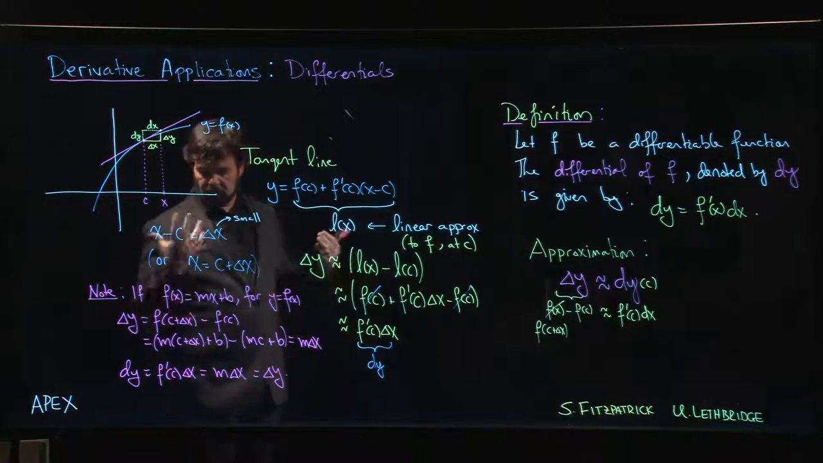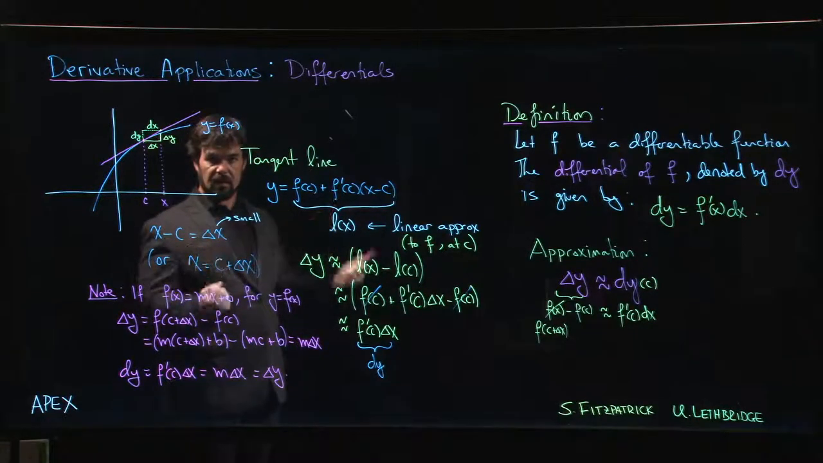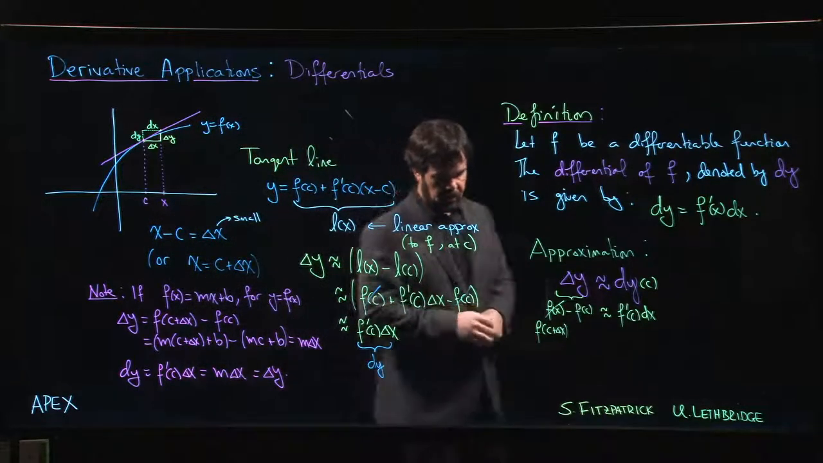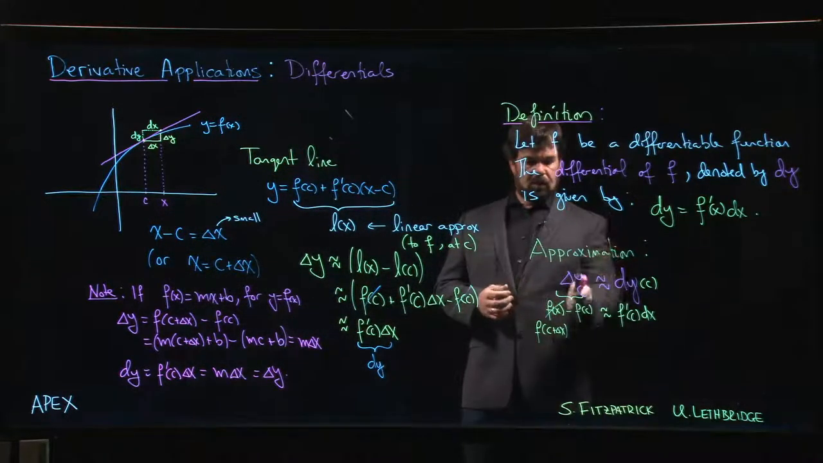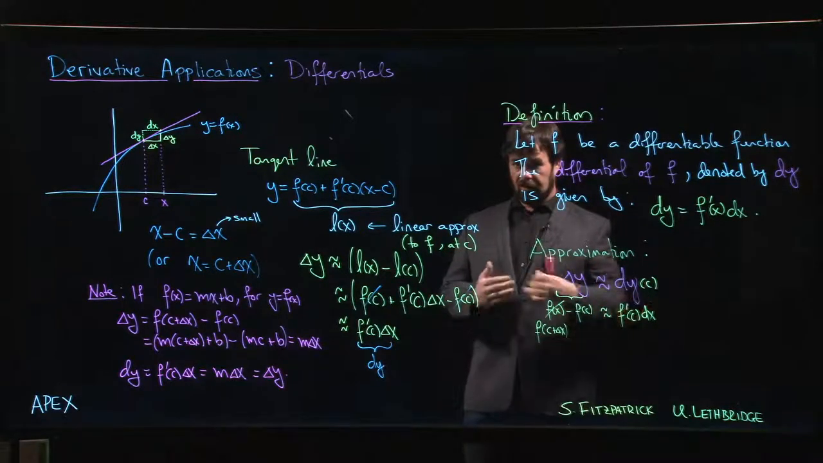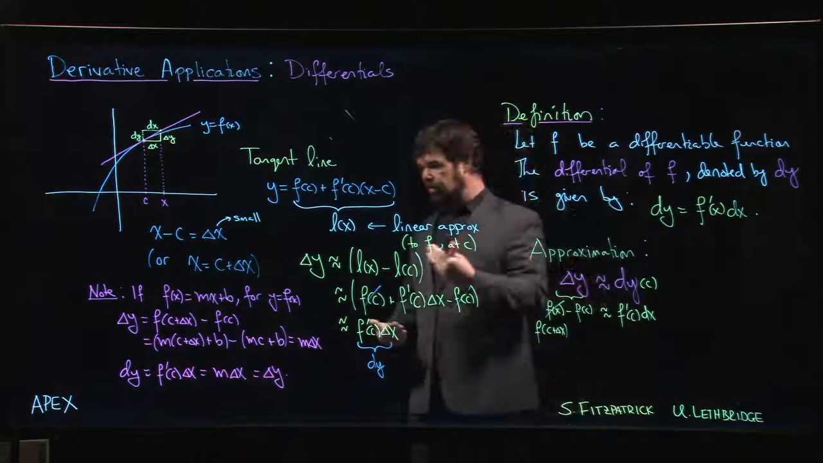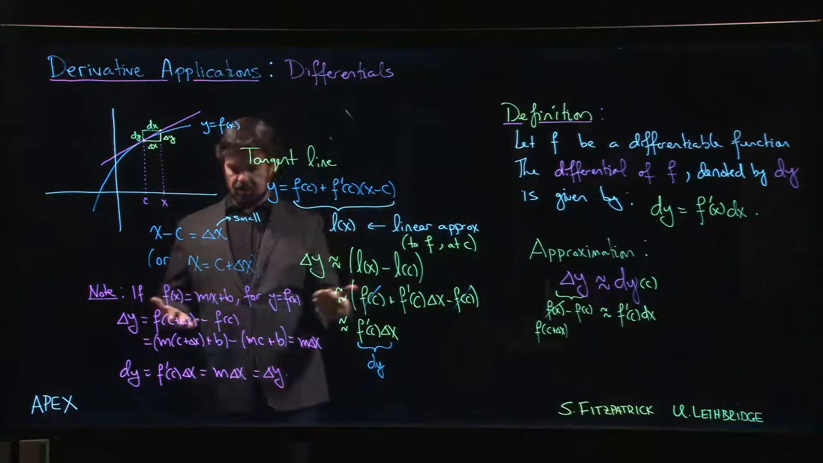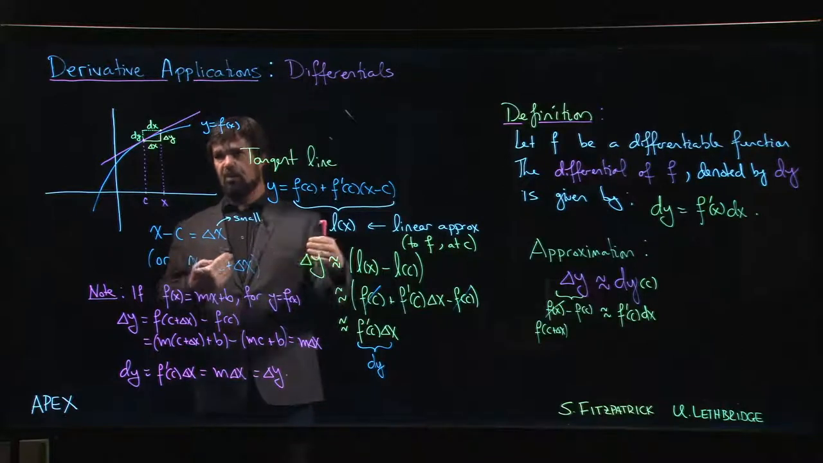And this makes sense, because our function was linear to begin with. The linear approximation of a linear function is the function that you started with, okay? So delta y and dy are equal for linear functions. They only start to diverge once your function is nonlinear. Once there are other parts of your function other than just the linear bit, then you start to see differences.